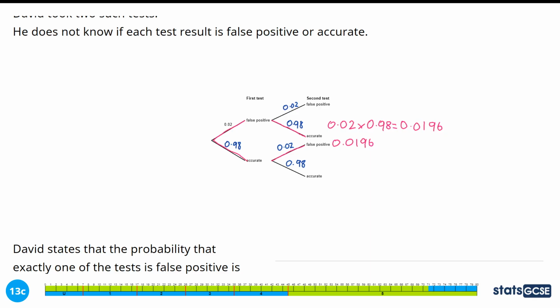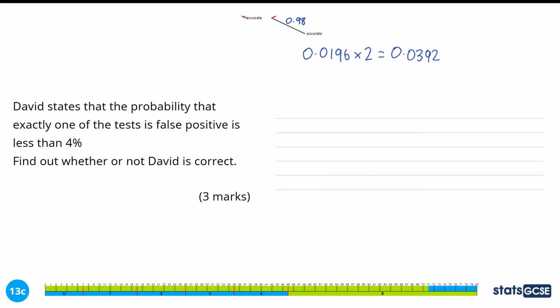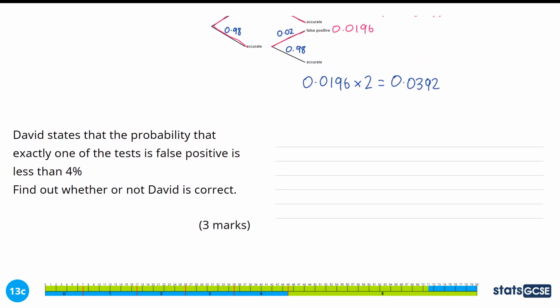Now with tree diagrams, if you've got two answers here and here, and you want to find the total probability, it's either going to be this one or this one. The word "or" means add. So we're going to do 0.0196 add the other 0.0196, or just times it by 2. That will give us 0.0392.